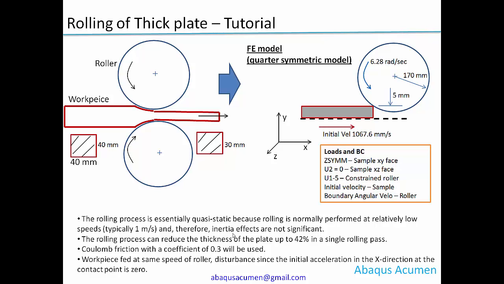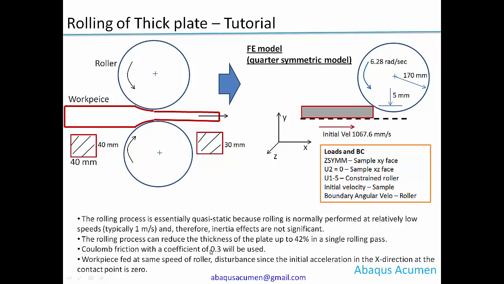To validate the quasi-static condition, we need to keep the kinetic energy of the system at a very low level, or almost zero. And just for our information, the rolling process can reduce the thickness of the plate up to 42% in a single roll pass, which is a very significant reduction in thickness one can expect through this rolling process. And then the Coulomb friction between the roller and the workpiece is extremely important.